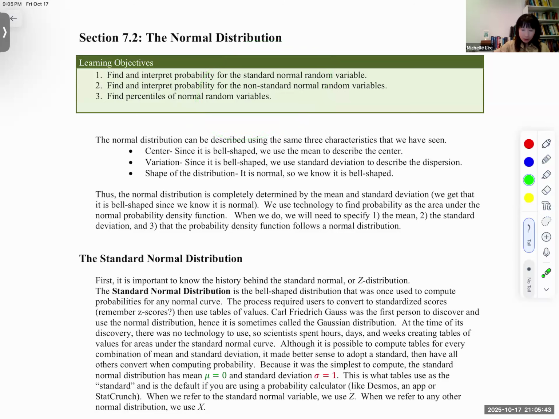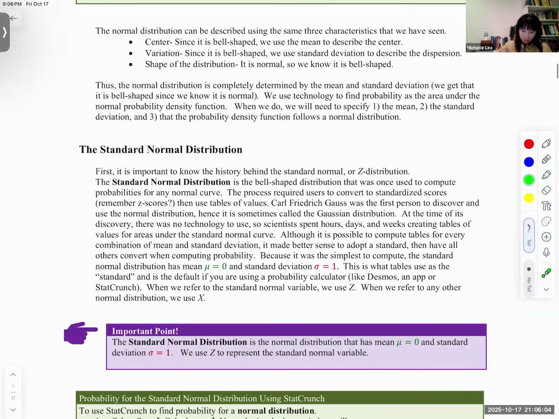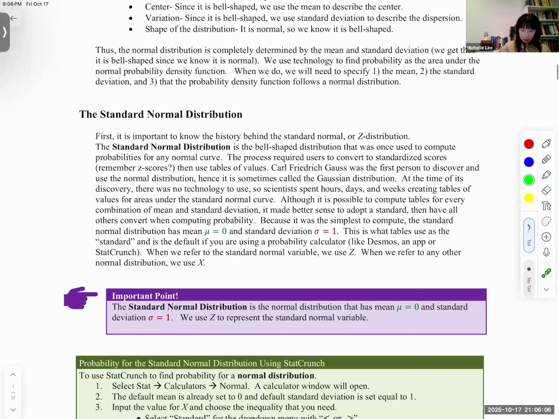Now, the center of the bell shape is the mean, so we are using the mean as the center. For variation, since it's a bell shape, we are using the standard deviation, right? And the shape of this distribution is normal, which is a bell shape, right? We also have a standard normal distribution, so we are using the z-score.